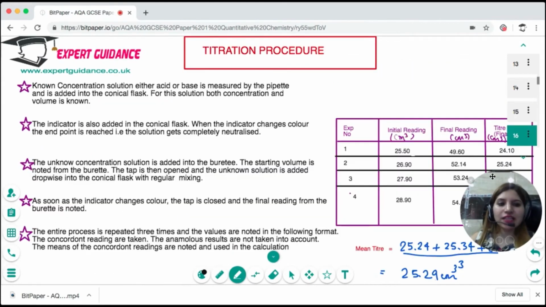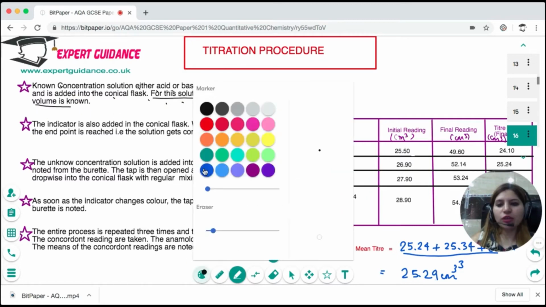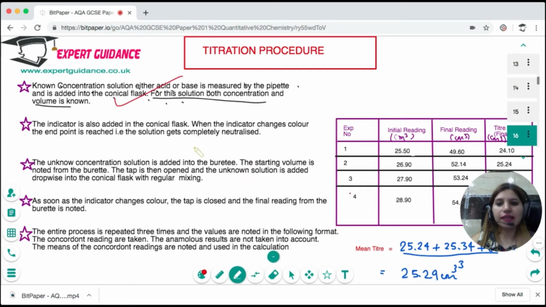So let's understand the process again. The known concentration solution, which could be either an acid or a base, is measured by the pipette and added to the conical flask. For this solution that is added to the conical flask, both concentration and the volume are known to us. Second, the indicator is also added in the conical flask. When an indicator changes color, the end point is reached. It means that the solution is completely neutralized.